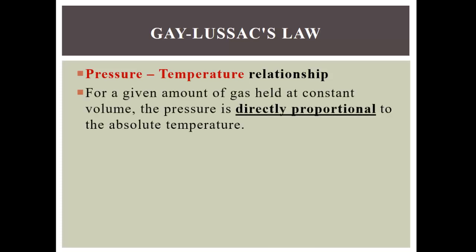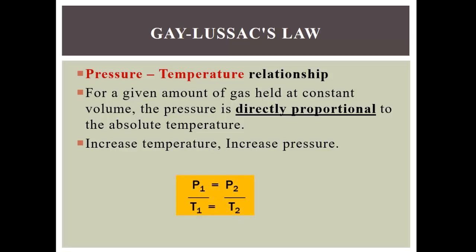Alright, our next law is Gay-Lussac's law, and this is the pressure-temperature relationship. Like Charles' law, it is directly proportional, meaning as one increases, the other increases, or as one decreases, the other decreases. So if we increase temperature, we're going to increase the pressure. Our equation looks similar to Charles' law, except we're dealing with pressure and temperature: P1 over T1 equals P2 over T2. P1 is our initial pressure, T1 is our initial temperature, P2 is our final pressure, T2 is our final temperature. Once again, they'll give us 3 out of 4 of these, and we end up plugging and chugging. So let's try one together, then I'll have you do one on your own.